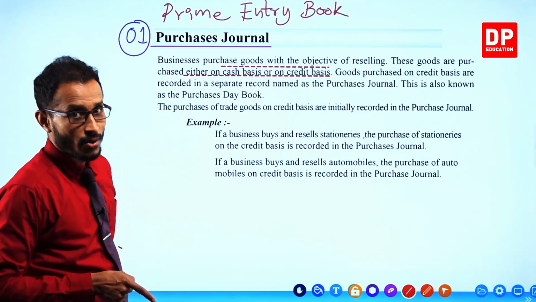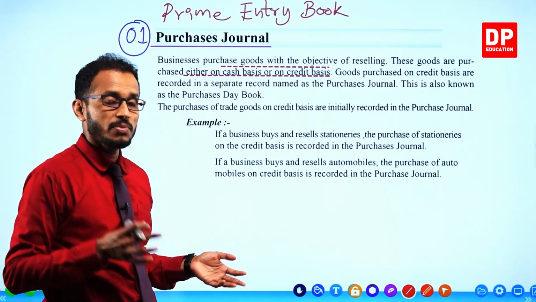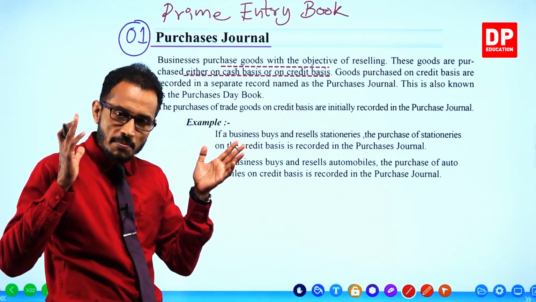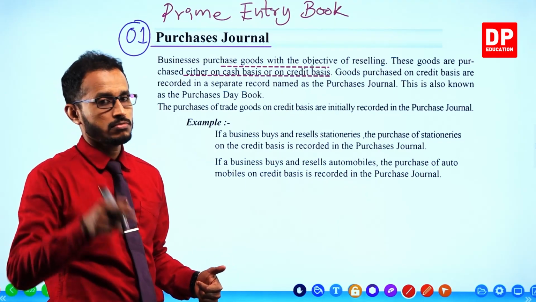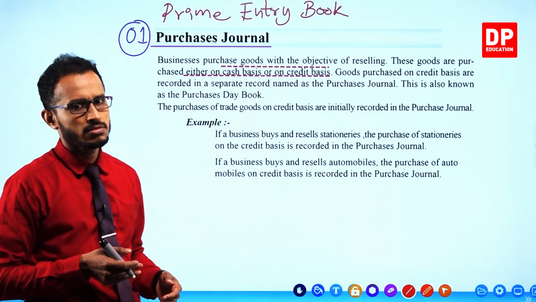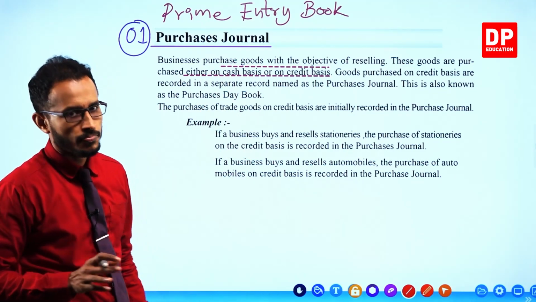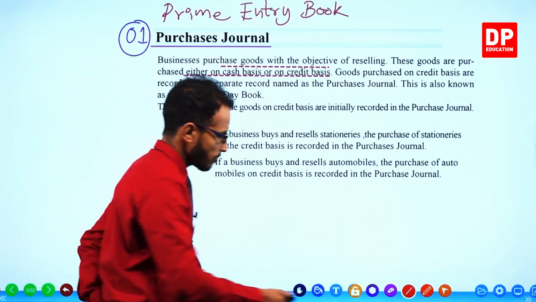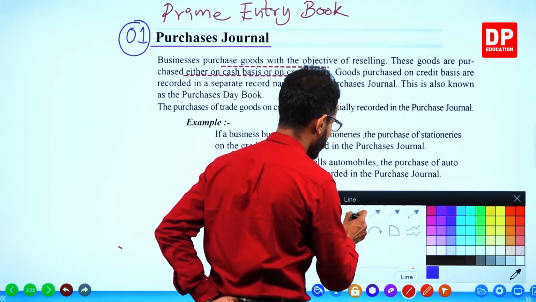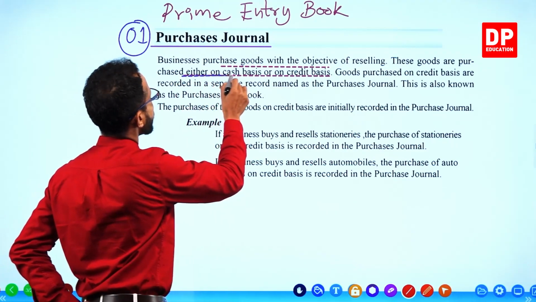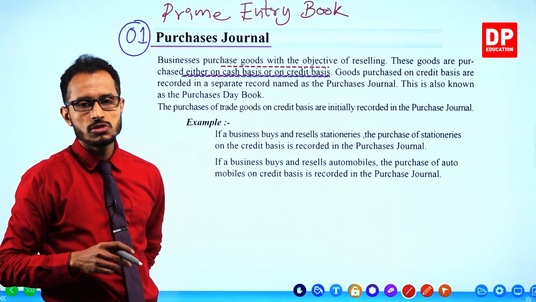Remember, that's very important. I'm stressing this point because most of the children make this mistake in exams. We have come across these answers. You always record cash purchases in the purchases journal. It's wrong. Record only the credit purchases. Credit purchases of trading goods, children. Trading goods, that is the other thing.